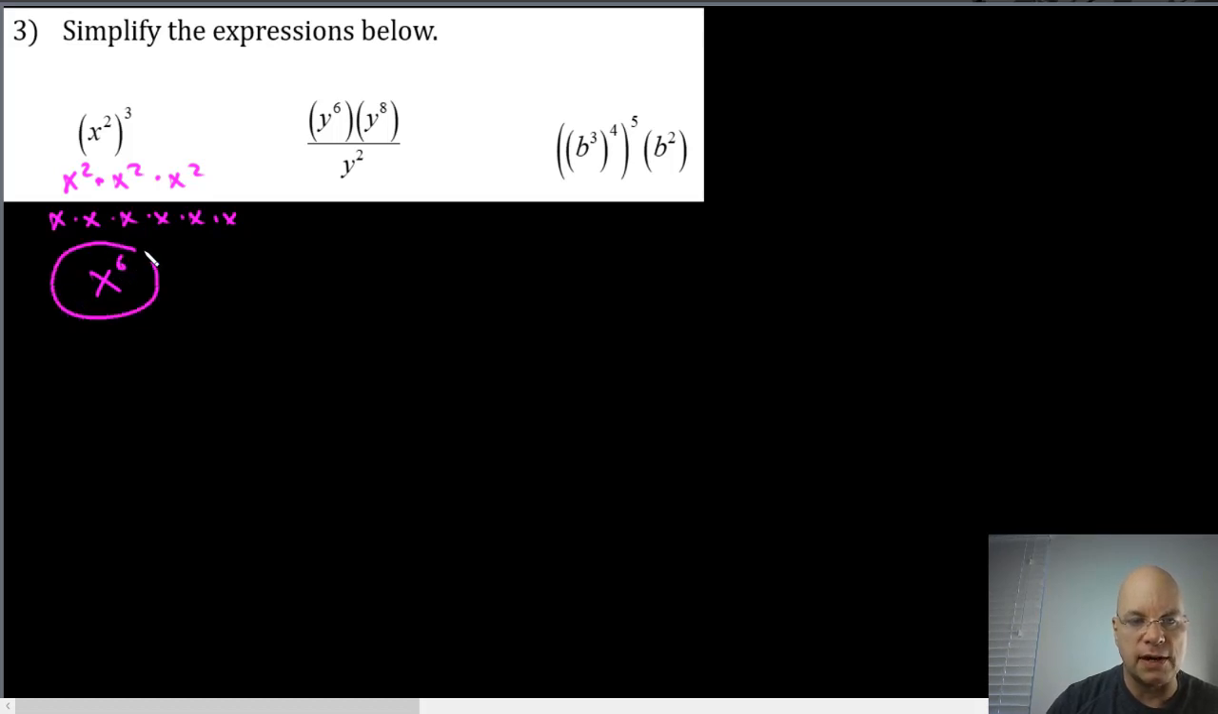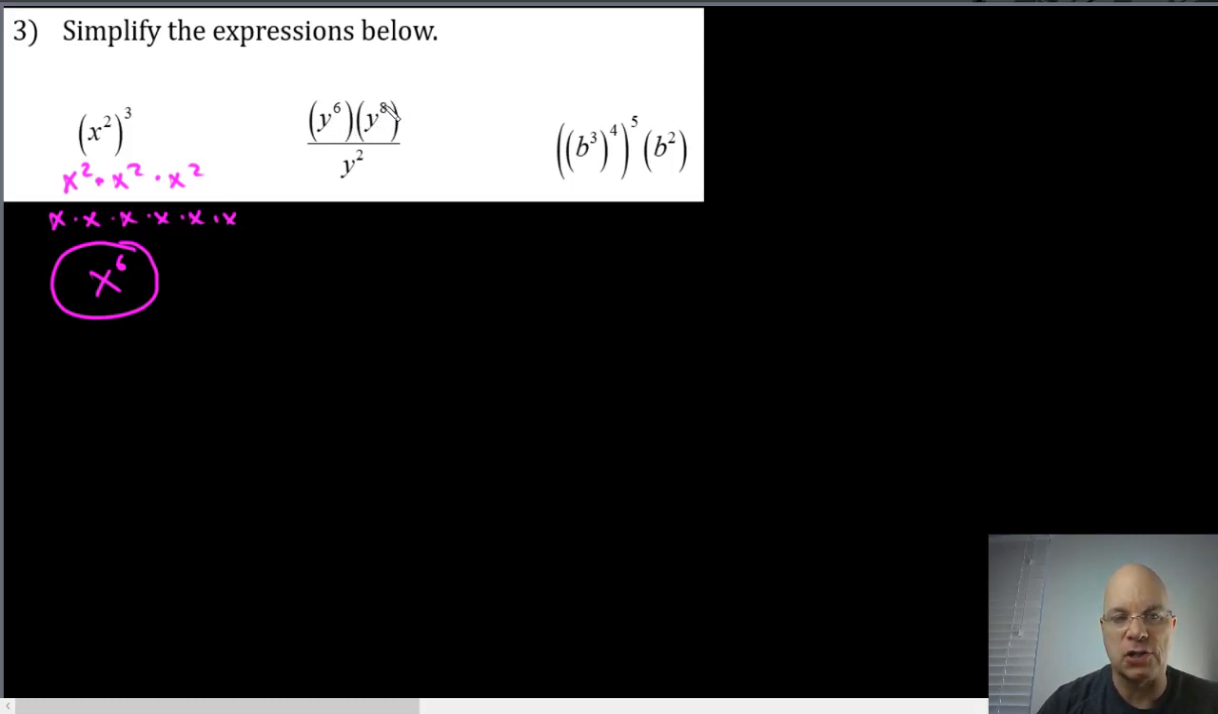But the easy way to do that is, if you remember the rule, power of a power, you multiply those. So 2 times 3 is 6, so x to the sixth power. Here we have y to the sixth multiplied by y to the eighth. Since these have the same base, y, we can add these exponents.